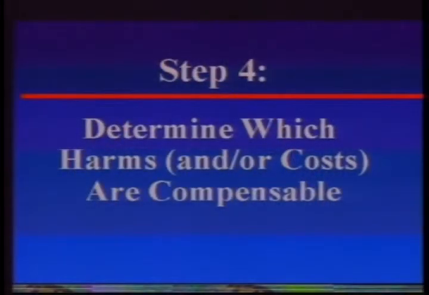Okay. That being the case, let's proceed on to step 4. Step 4 is to determine which of the harms and or costs that we've now identified are compensable according to the statutes. And the various statutes provide for certain things to be compensable. And of course, something has to be compensable under the statutes for there to be an order of restitution for that harm. So let's look at those.